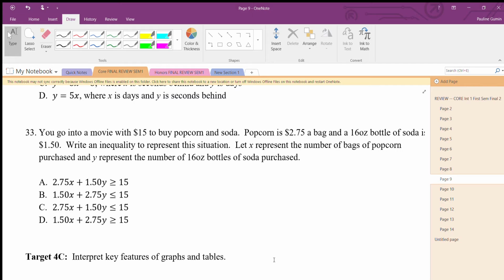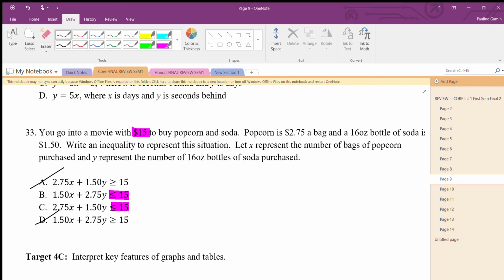Okay, let's match a bunch of these things up. All right, so $15 is how much I have total. Like, I can't spend more than $15. That tells us something about our inequality symbol. That means 15 should be the largest. It should be on the bigger end. So that leaves us B and C.